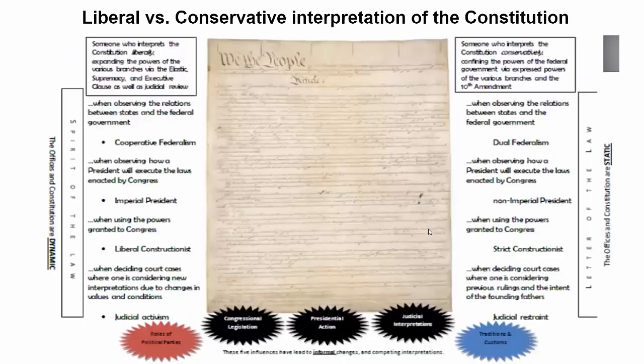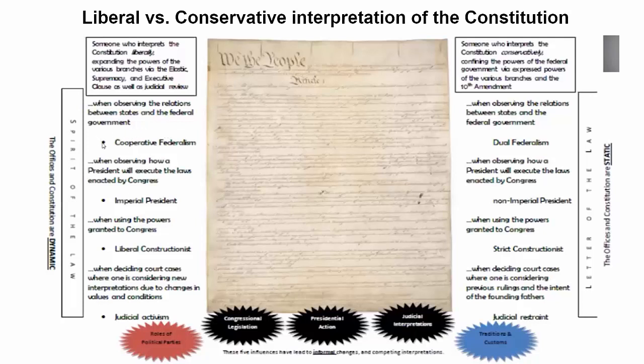I should mention that depending on whether you are a liberal or a conservative, that's obviously going to affect your interpretation of the Constitution. This slide here is a really nice overall summary of these differences between liberals and conservatives. A person who interprets the Constitution liberally is really looking to expand the powers of the Constitution, and they're going to point to things like the Elastic Clause, the Supremacy Clause, the Executive Clause, and judicial review as ways that the national government ought to be able to expand or stretch power.